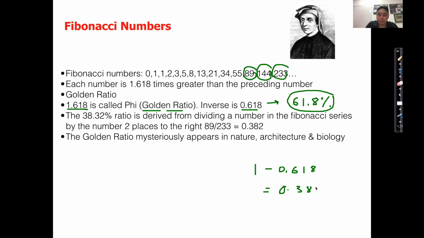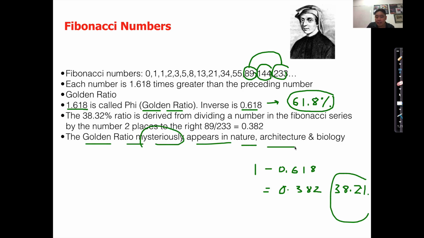0.382, which will also be a very important number that you will come to find in a while. So just have these two numbers in your mind for now, 61.8% and 38.2%. By the way, it's also interesting to note that if you take any number and you divide it by a number two numbers down, like 89 divided by 233, you also get 0.382. Now, here's the freaky thing, right? This golden ratio appears mysteriously everywhere in nature, architecture, biology, and in stock charts.